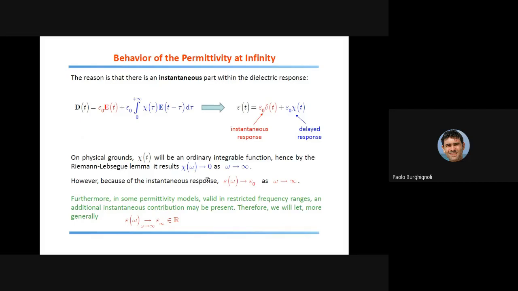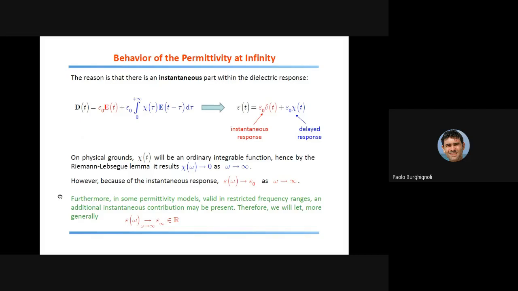However, because there is also the instantaneous response, if you calculate the Fourier transform of the Dirac delta, you get the constant 1, and therefore, when omega tends to infinity, the permittivity in the frequency domain does not tend to 0, but it tends to epsilon 0, which is a non-zero constant.